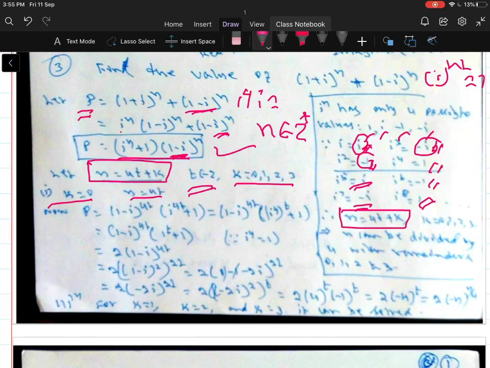(1 minus i) whole power 4t into, i power 4t can be written as (i power 4) whole power t, the plus 1 as it is written. So (1 minus i) whole power 4t as it is written. I power 4 is 1, then 1 power t plus 1. 1 power t, again it is 1, 1 plus 1 is 2. Same as it is written, first term. Now 2 into (1 minus i) whole power 4t.